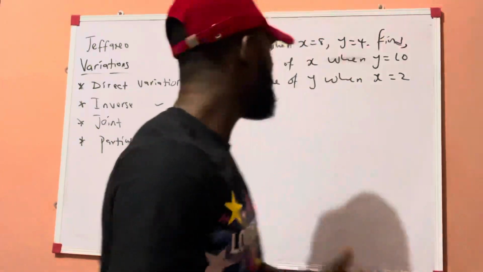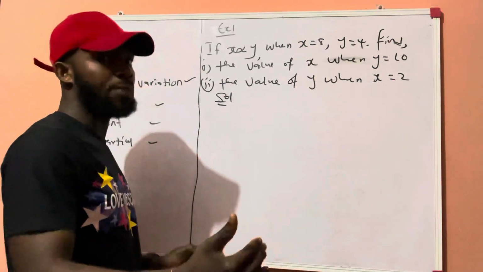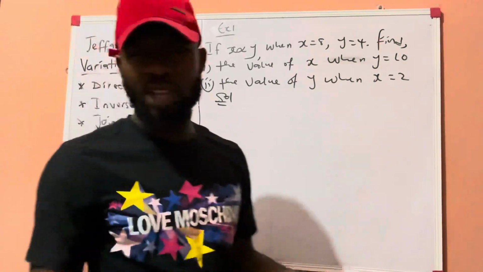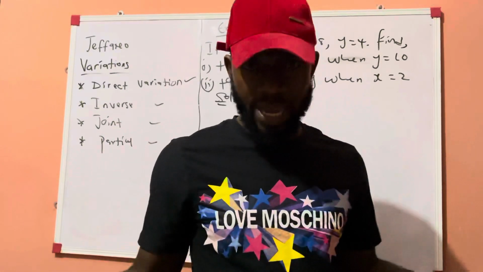What comes to your mind? Now, some students just begin solving and don't know the steps to take. You must follow steps. Now, what did I say is step 1 you take? Find the constant of proportionality. Now, how do we get the value of k?